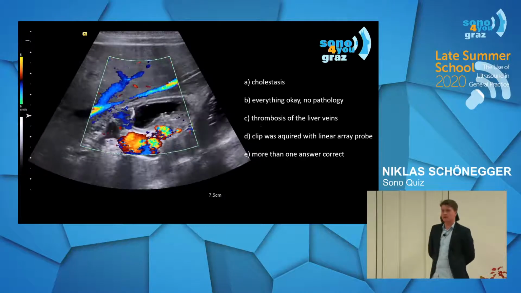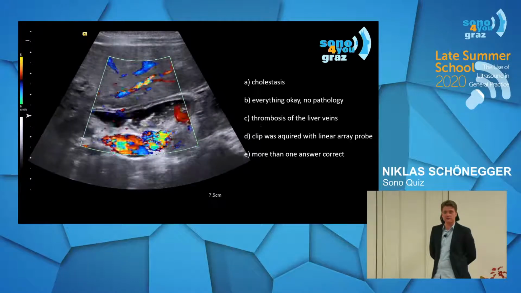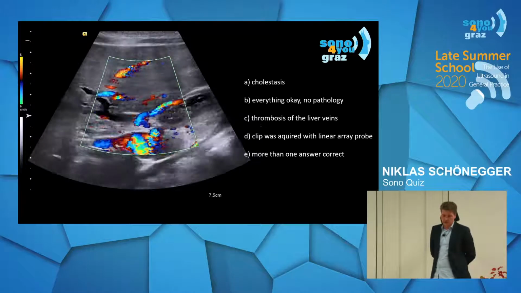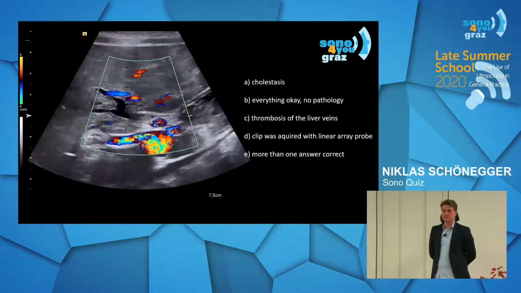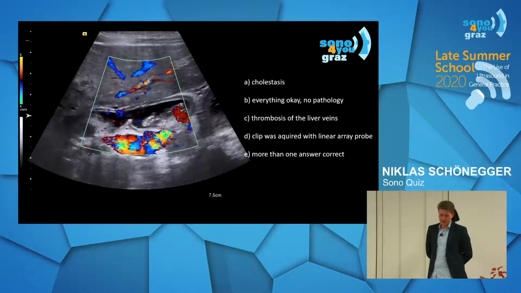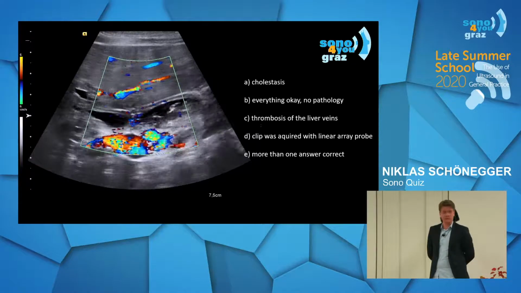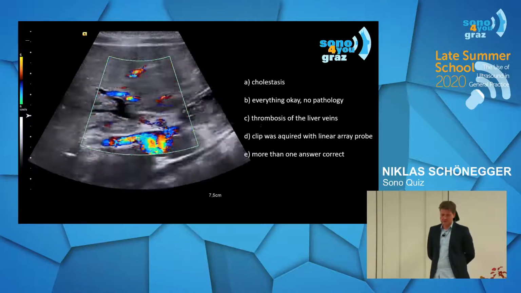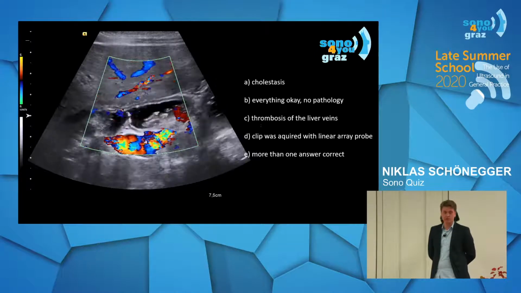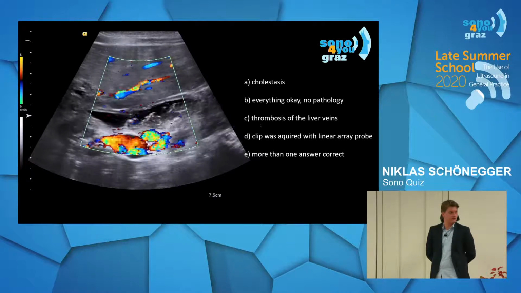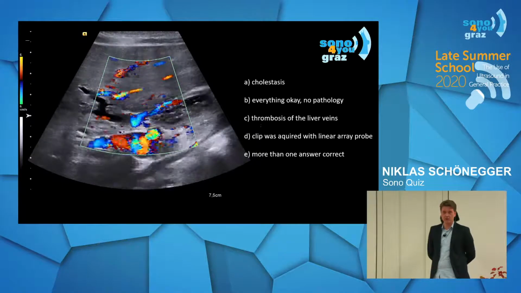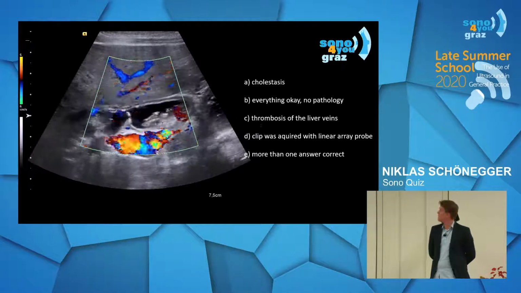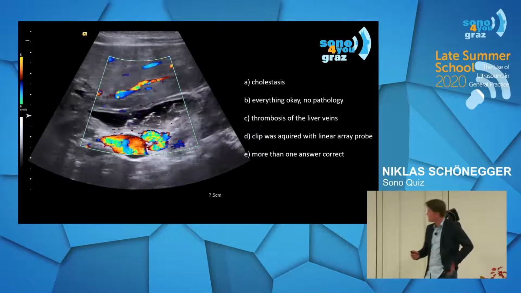So who thinks there is obstruction of the biliary system, cholestasis? Yeah, 1, 2, 3, 4, 5, 6. Yeah? Who thinks everything is okay? Would be too easy. Do you think there is thrombosis of the liver veins? Okay, no one. Was this clip acquired with a linear array probe? No one. And is more than one answer correct? Who thinks? Okay, no one. Okay, this is a very tricky example.